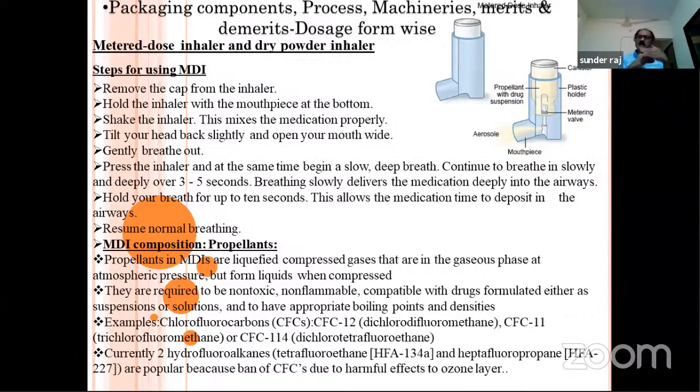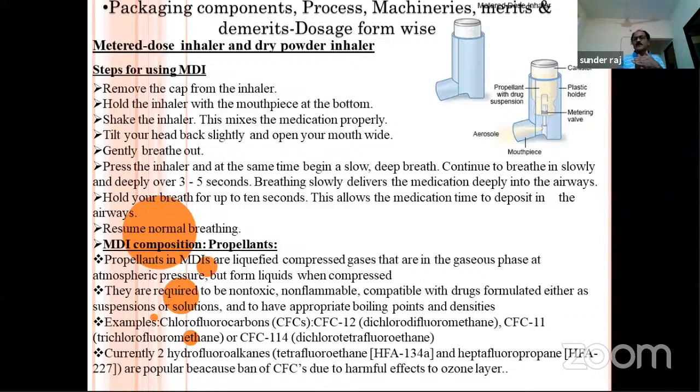So here also the propellants are in a gaseous form, which are with the medicaments, and they help to carry the drug molecule, drug particle, along with the excipient to the desired destination. They are required to be non-toxic, non-flammable, compatible with the drug. That is most important. Whatever the excipient, whatever the carrier you use in the formulation of the medicines, it should be compatible, non-reactive, non-inflammable. Most important, it should be compatible with the drug.